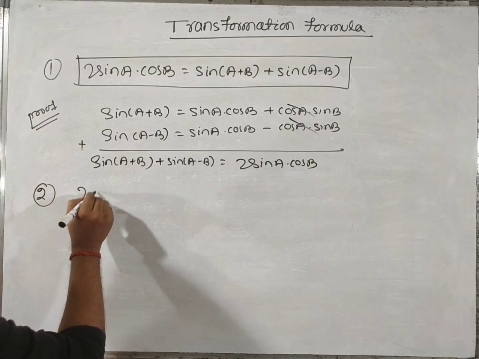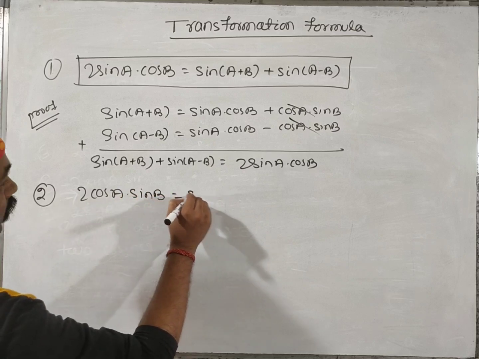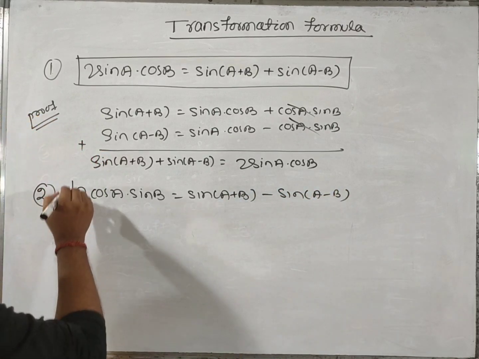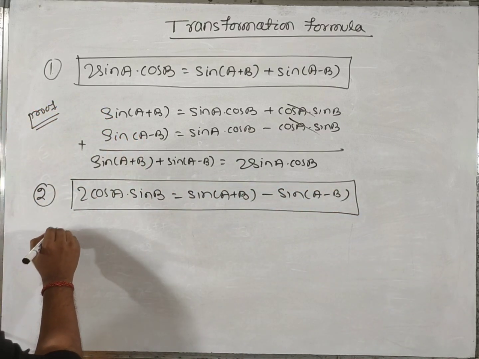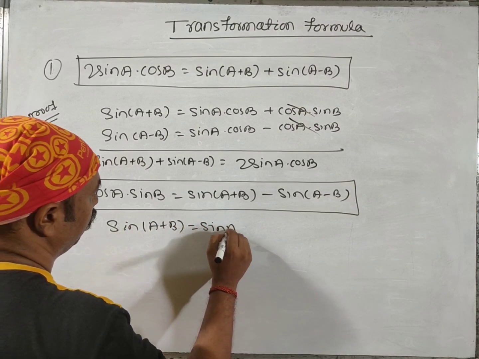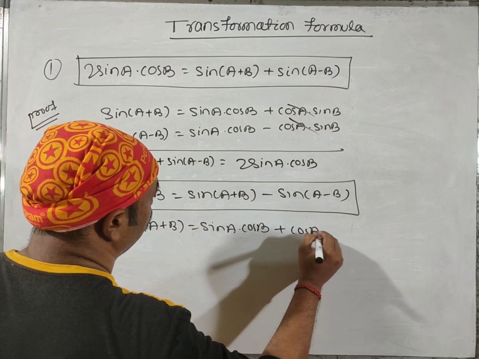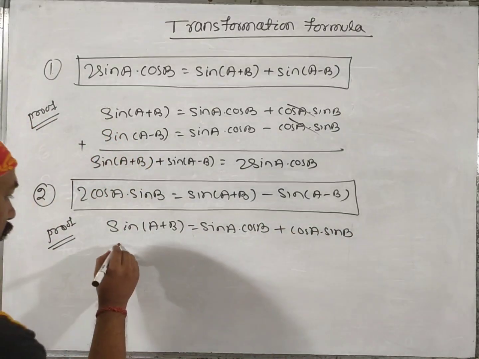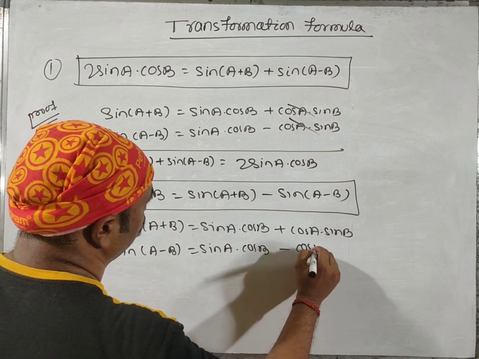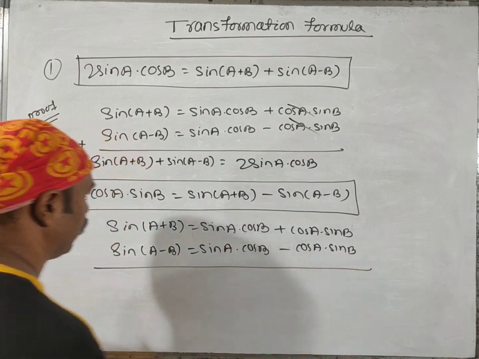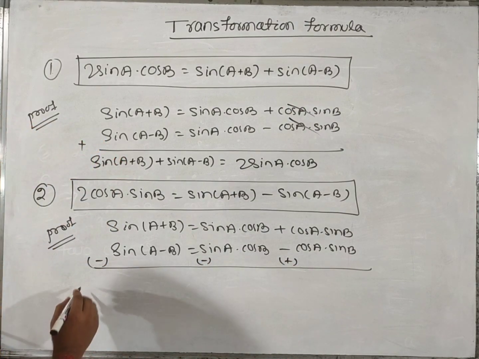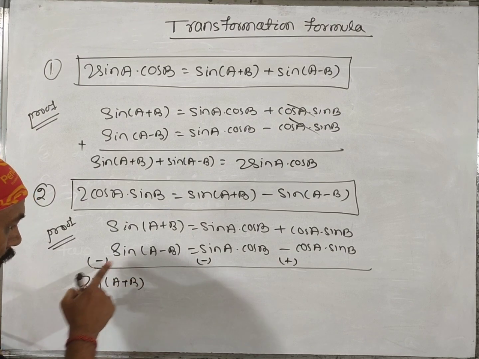Then the second one, 2 cos A sin B = sin(A+B) - sin(A-B). Proof. sin(A+B) is sin A cos B + cos A sin B. Then sin(A-B) is sin A cos B - cos A sin B. Subtracting the second one from the first one, first of all you have to change the sign here. Then it will be sin(A+B) - sin(A-B).